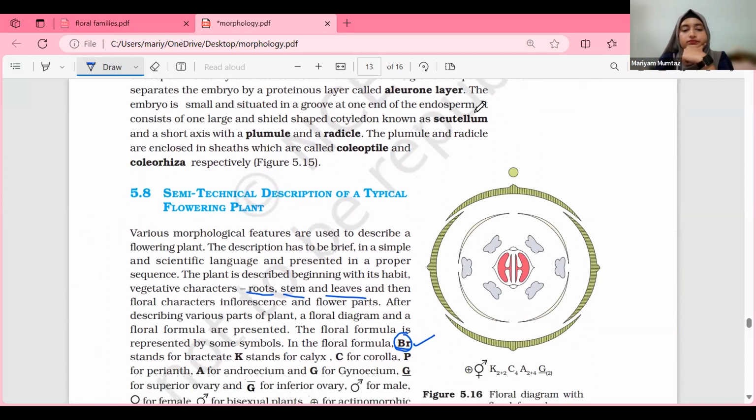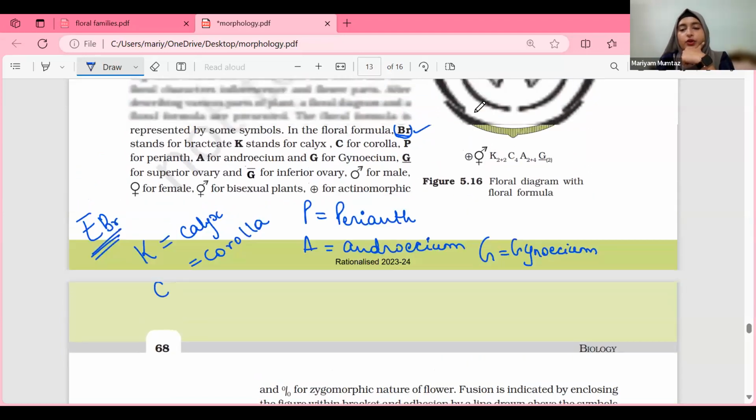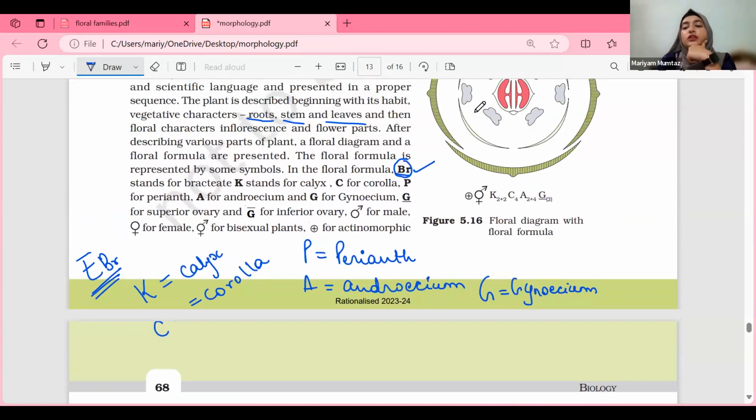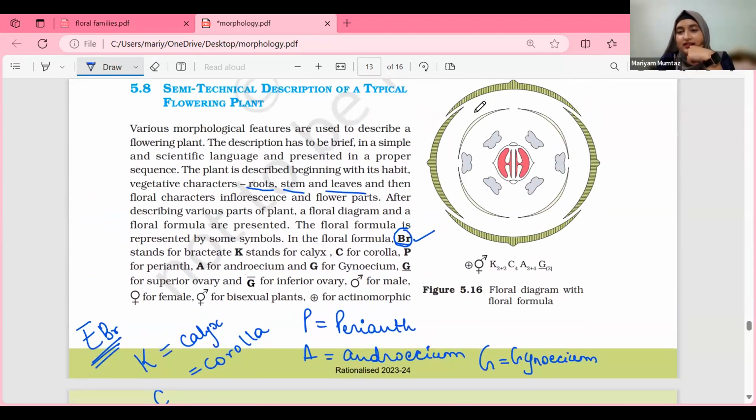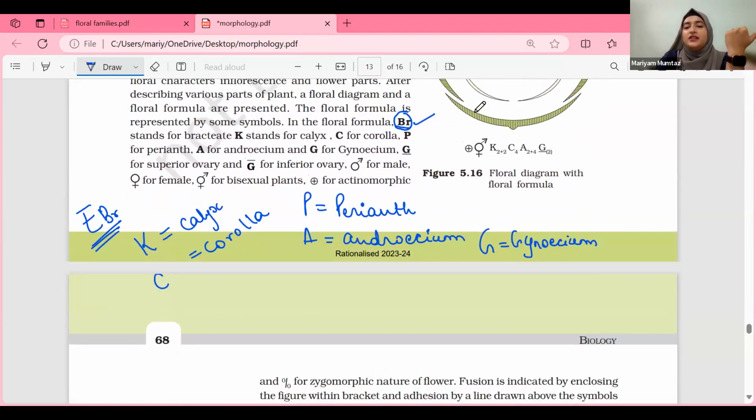Hypogynous, perigynous, epigynous. Okay. So when we were talking about the hypogynous, in that, what was the condition? Superior, inferior, half inferior? Superior. Okay. Now you get it that G is for gynoecium. This thing is clear. Obviously, the name starts with G only.